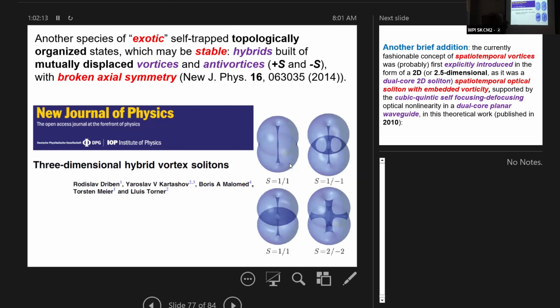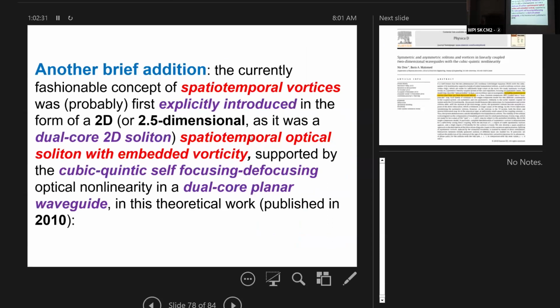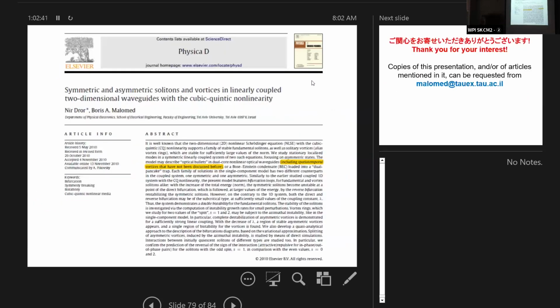Of course, when we combine opposite vorticities, we break the axial symmetry. This object is not axially symmetric. And in the case when the vorticities are +1 and -1, it also may be stable. And actually, this can be easily checked by direct simulations. And now the very last remark concerning a different type of dynamics, but maybe also interesting.